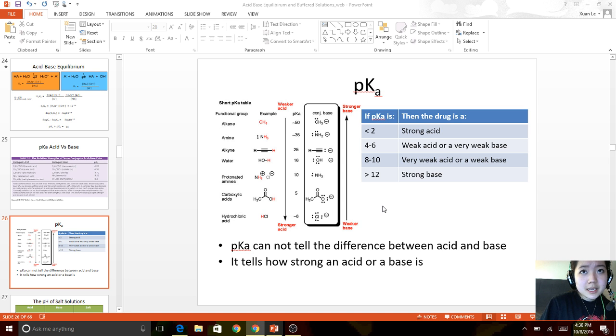So pKa cannot tell us whether or not something is an acid or a base. It can only tell us how strong an acid or base is. However, this doesn't really apply to strong acids and bases. Strong acids will always have a very low pKa, while strong bases will have a very high pKa. But for pKa's with the intermediate values, such as these, we're going to have to look at the functional groups. So for example, something with a carboxylic acid is obviously going to be an acid.